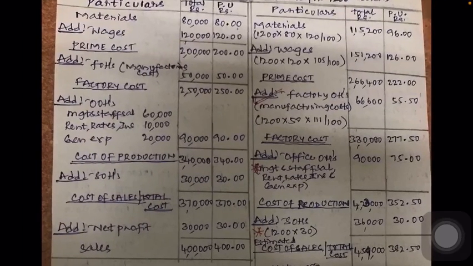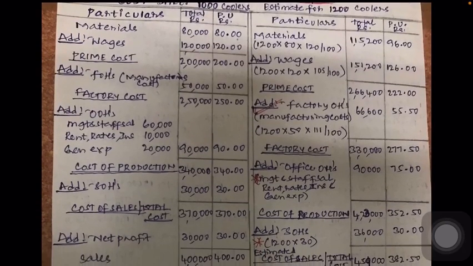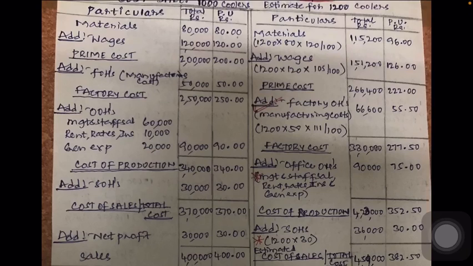Add office overheads. There are three items which you have to record under office overheads: management and staff salaries, rent, rates and insurance, and general expenses, which comes to 90,000 total and 90 per unit. Then you will get cost of production. Add selling overheads, which is 30,000 or 30 rupees per unit. You will get cost of sales. Net profit 30,000, sales are 4 lakhs. This is the cost sheet. Then we have to prepare the estimate for 1200 coolers, which is the second step.